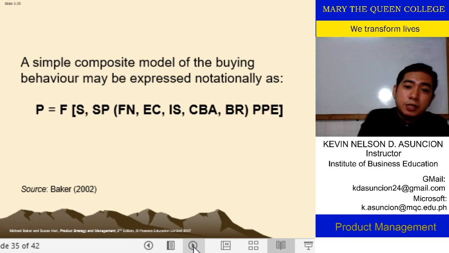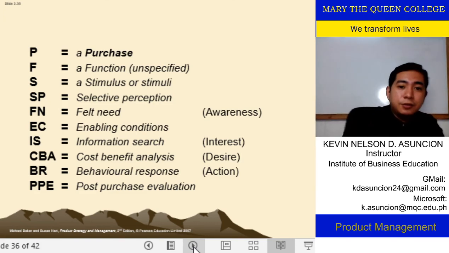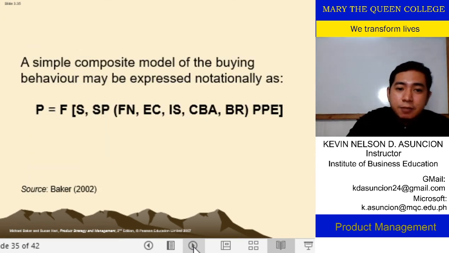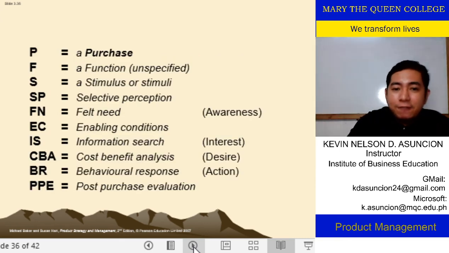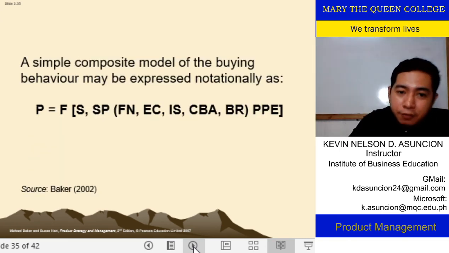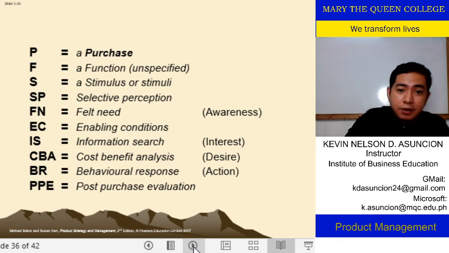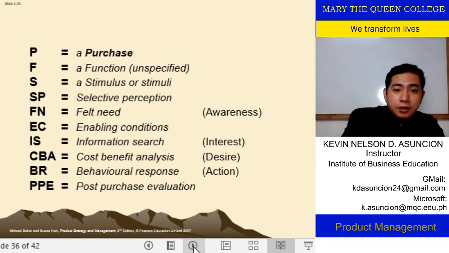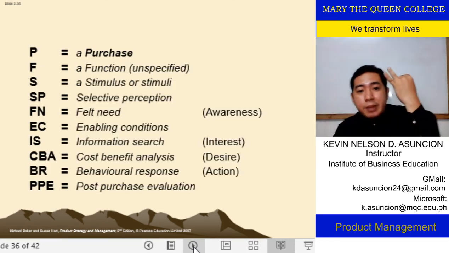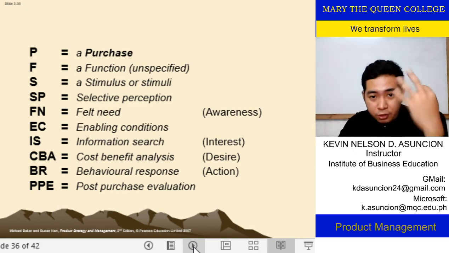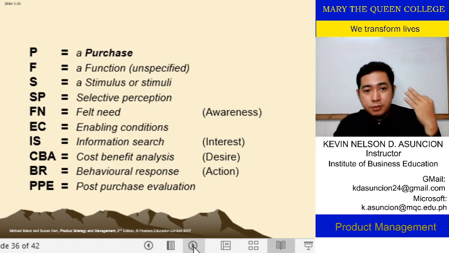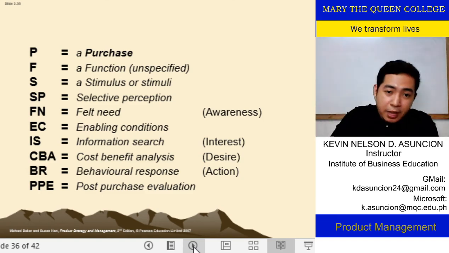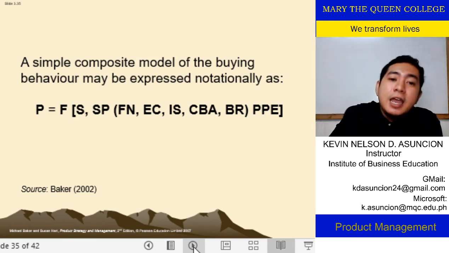So a simple composite model of the buying behavior may be expressed, no? Ano ba yung mga yon? So ito yung mga yon. The purchase is equivalent to the function na sinasabi, the combination of S, SP, and what are those? S is the stimulus or the stimuli, and the selective perception, within the felt need, no? Information search, the interest, and then the cost benefit analysis or the desire, and then the behavior response or the action, and then the post purchase evaluation, no?